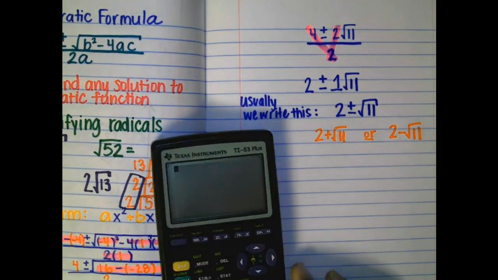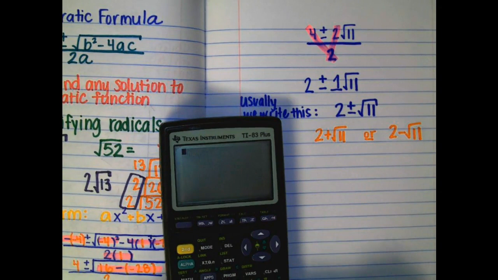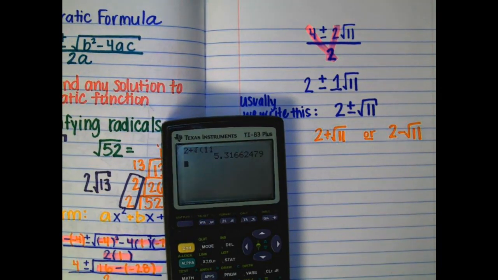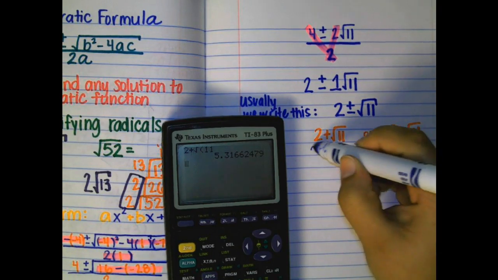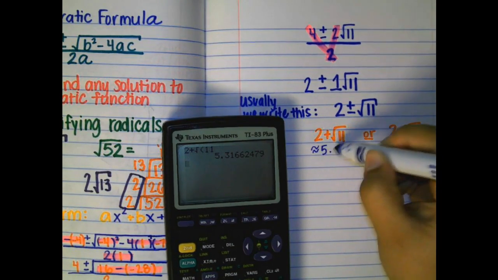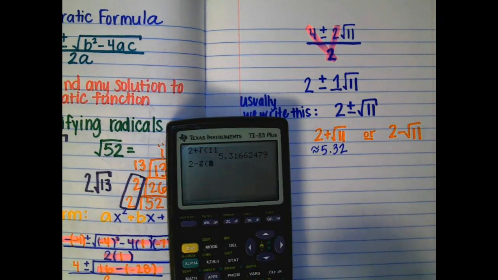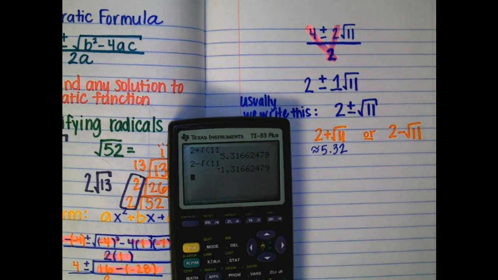I had done this before. So let's see, 2 plus the square root of 11 is approximately 5.32. Okay, and then 2 minus the square root of 11 is a negative value. So this one is approximately negative 1.32.